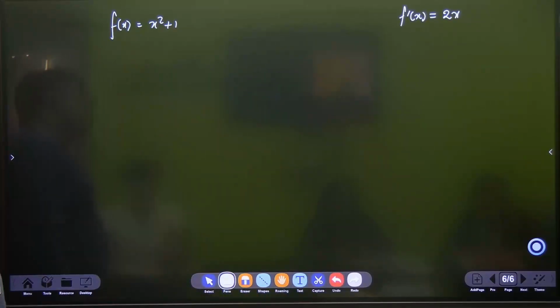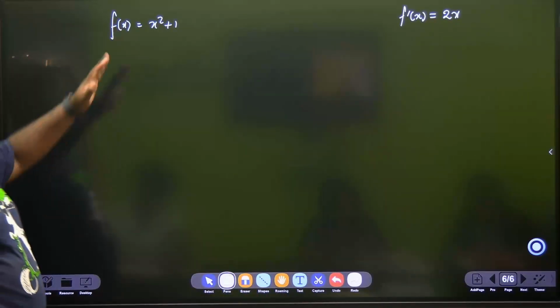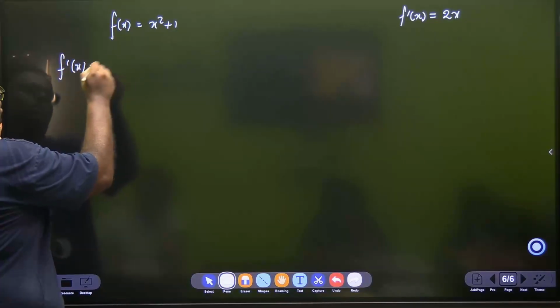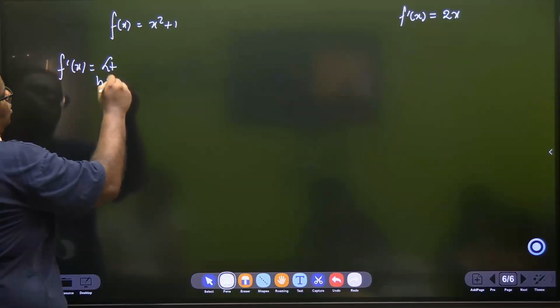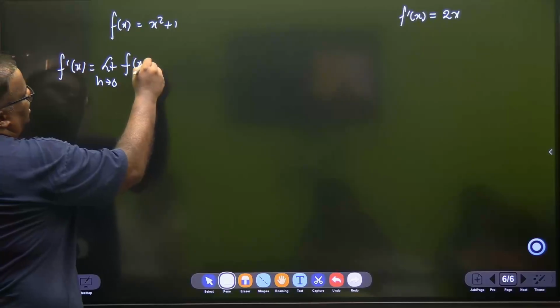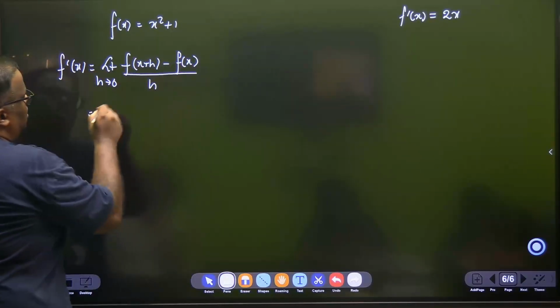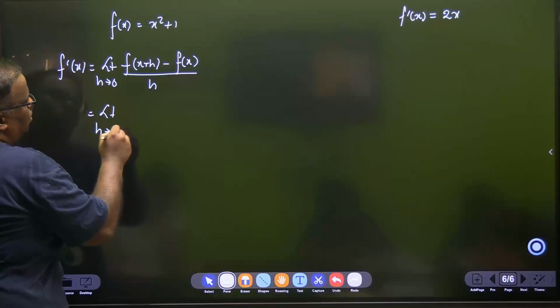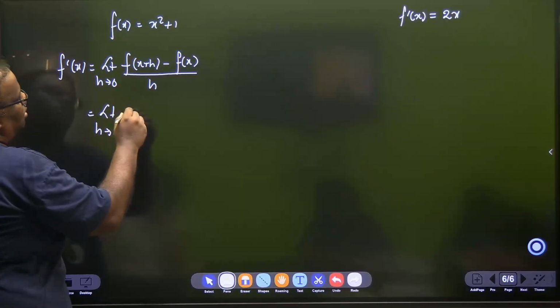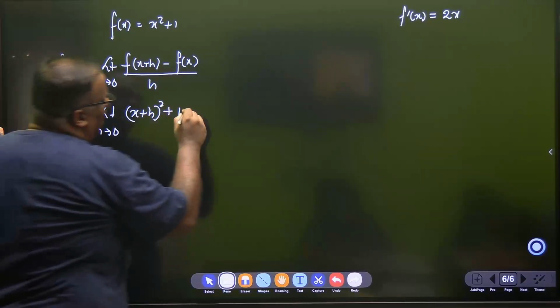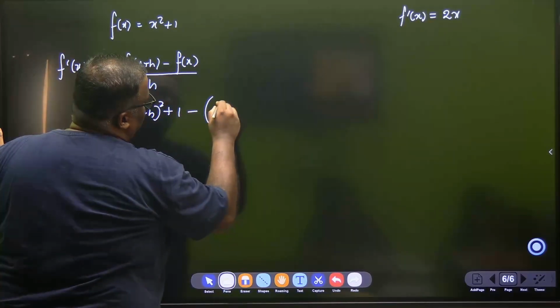Let's see whether we get 2x or not. Answer for this is 2x. So what is f dash x? Limit h tends to 0, f of x plus h minus f of x divided by h is equal to limit h tends to 0, put x plus h whole square plus 1 minus x square plus 1.